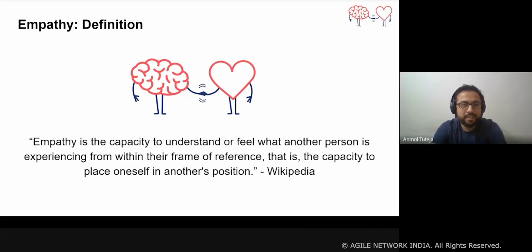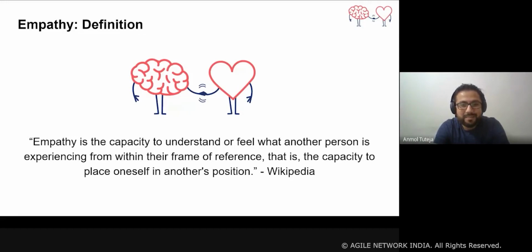So starting with empathy, I'll try to cover all of them, but since my presentation is focused towards empathy, I'll start with the dictionary definition just to know what the dictionary says about empathy. It's the capacity to understand or feel what another person is experiencing from within their frame of reference. That is the capacity to place oneself in others' position.